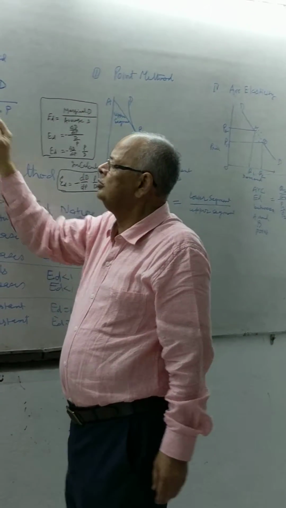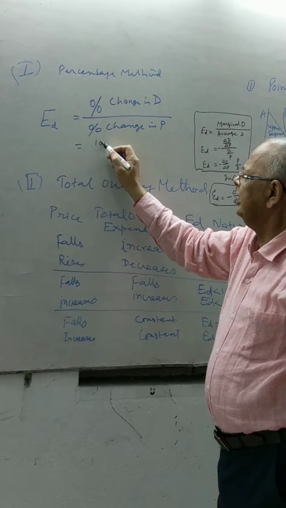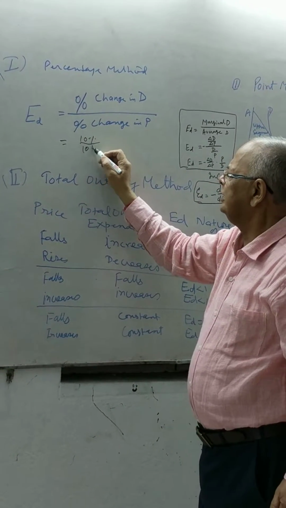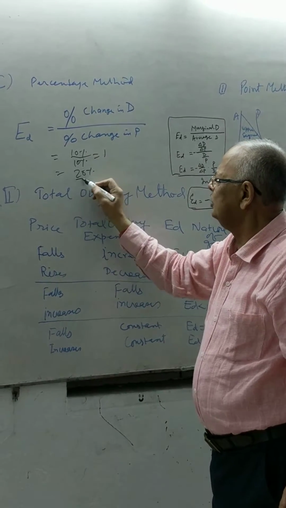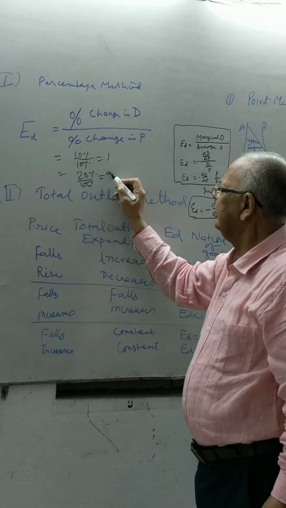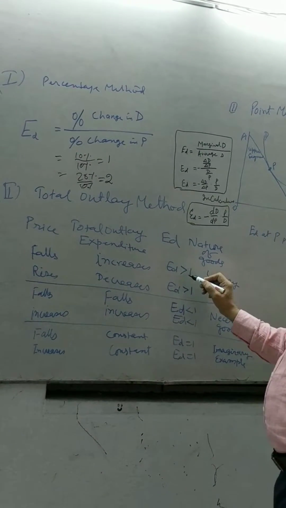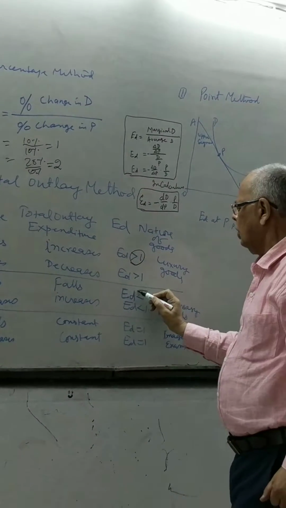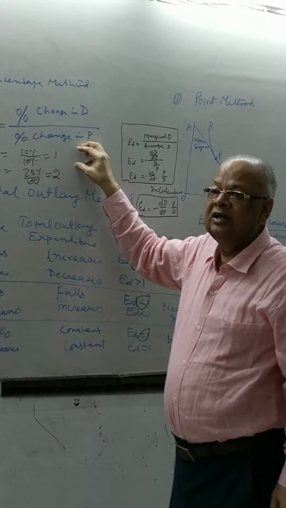So, what is the difference between the two? In the percentage method, we can get exact elasticity equal to 1, or exact elasticity equal to 2. But in the total outlay method, we can get only more than 1, or less than 1, or equal to 1. So in the percentage method we can get the exact number.